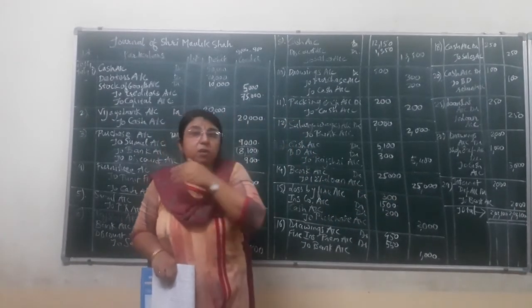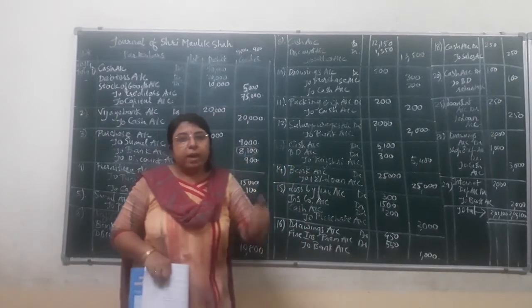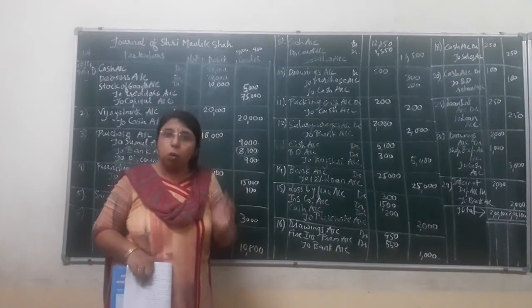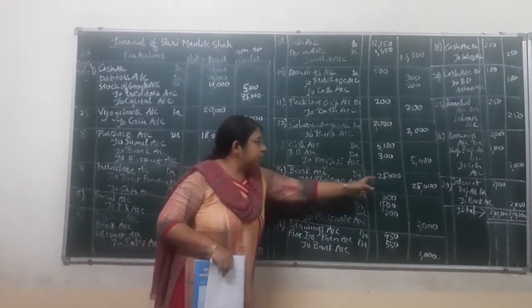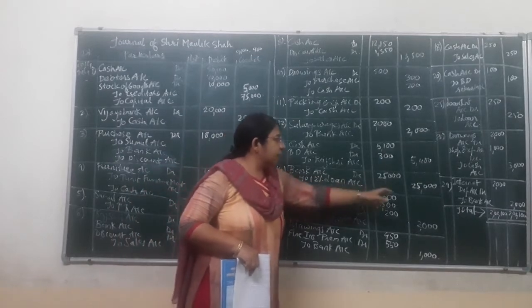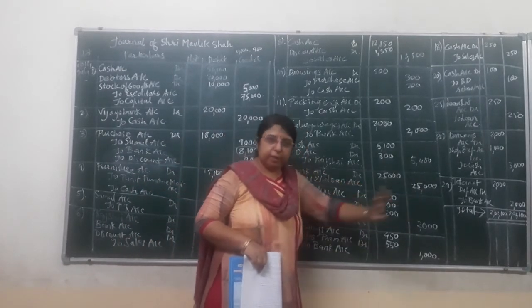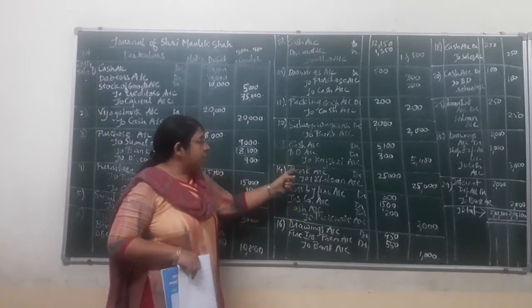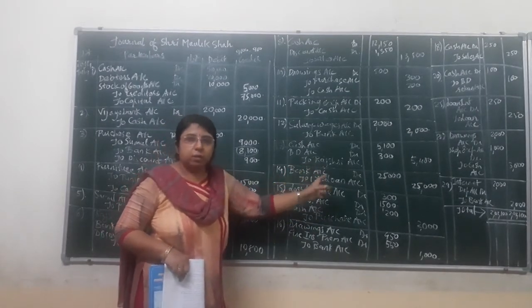So Axis Bank is the giver of the loan, and our bank account will be increased by rupees 25,000 because of that loan amount. So bank account will be debited by rupees 25,000 to 12% loan of Axis Bank account credit, that is 25,000. Okay, because Axis Bank is the giver, so credit the giver, and our bank balance will be increased, so bank account is debited.